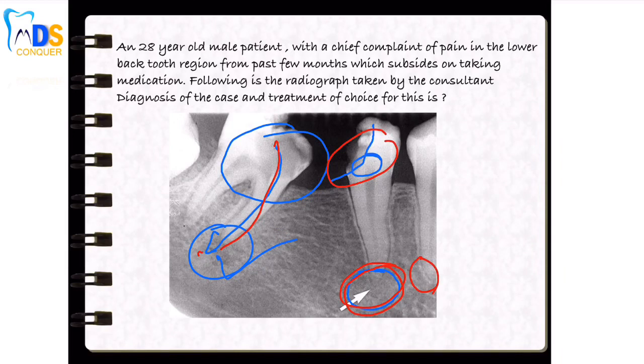So it's a 28-year-old male patient. The chief complaint is pain in the lower back tooth region, that can be due to this or this, anything, which subsides on taking medication. That clearly gives an idea that medication is used to subside it, which means there is an infection. Following is the radiograph taken by the consultant, and the diagnosis of the case and the treatment plan for this case. Of course you can clearly say that there is a pulpal infection.